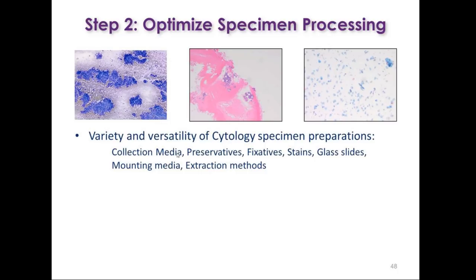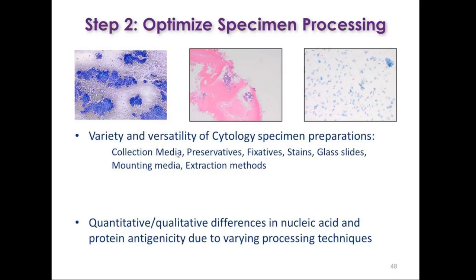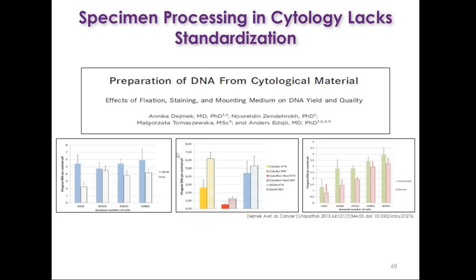So the variety of our specimen preparations is just mind-boggling, which also creates a problem downstream, because there are quantitative and qualitative differences in the nucleic acid and protein that you get, and they vary according to processing techniques. This was a really nice study that was published in Cancer Cytopathology that compared different types of specimen preparations. They looked at spray-fixed specimens versus air-dried. They looked at CytoLyt versus ethanol, CytoRich Red. They looked at different mounting mediums.